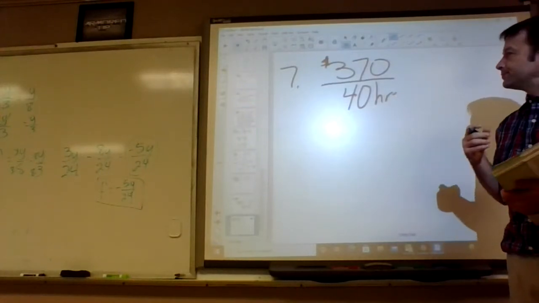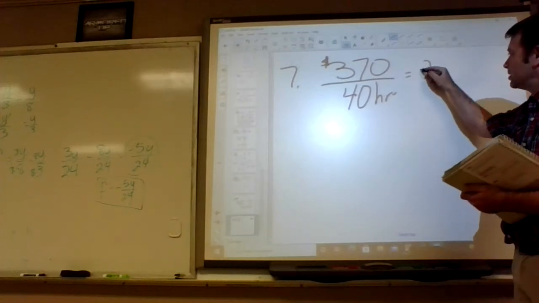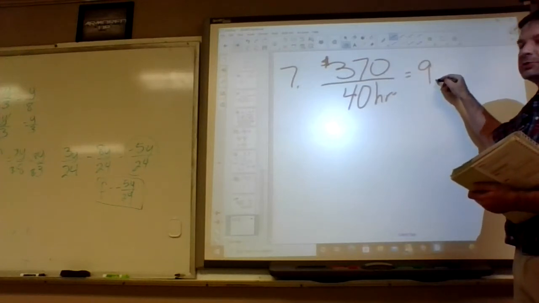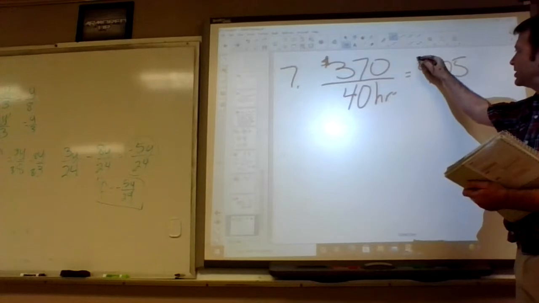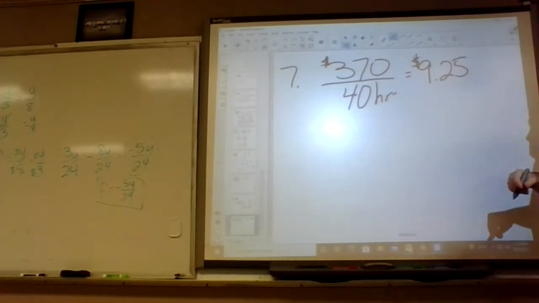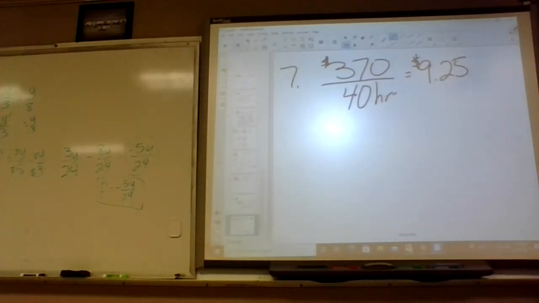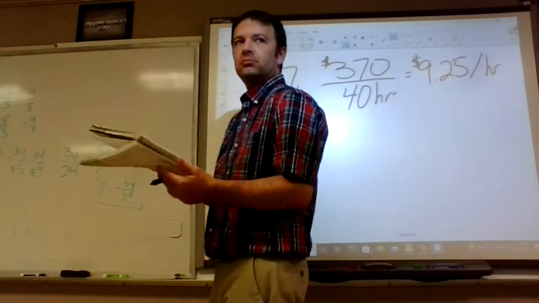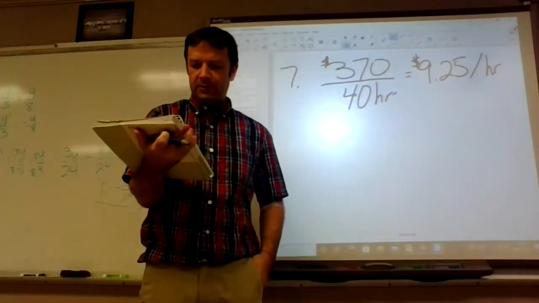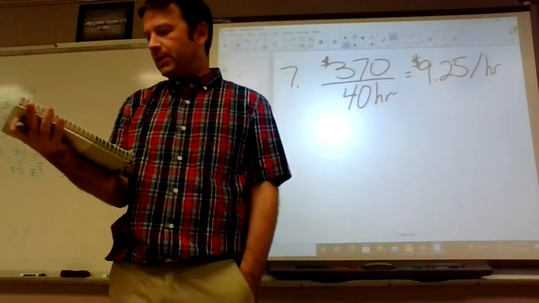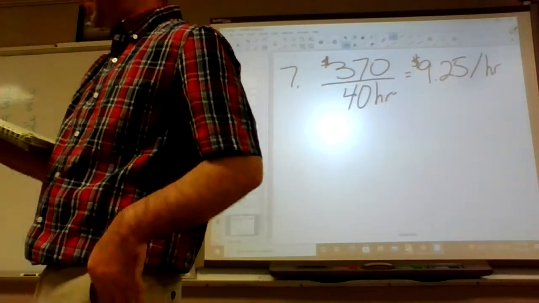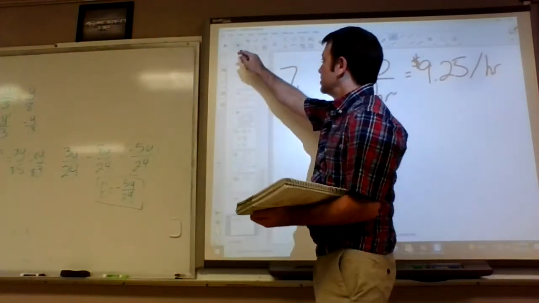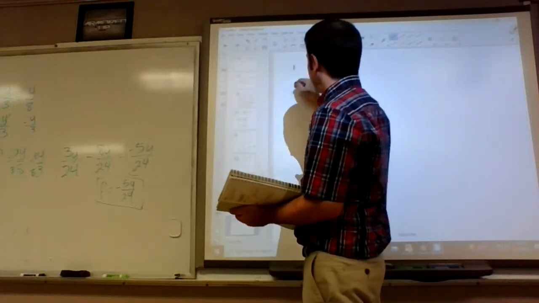Anna, what'd you get? 9.25. So what does that mean? That's not bad. $9.25 per hour. You got paid $9.25 per hour. We are skipping 9 through 12 and going on to 13 because that's the assignment basically.